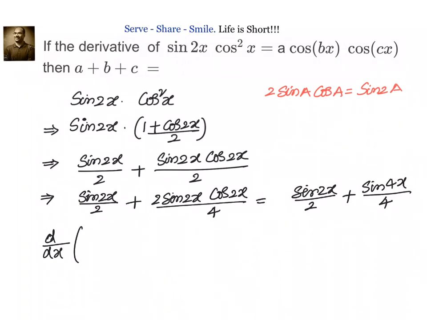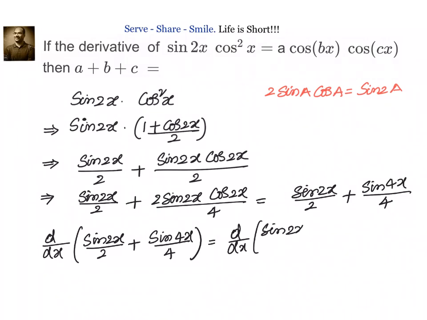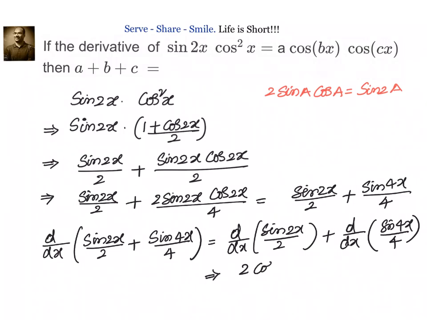of sin 2x by 2 plus sin 4x by 4, which is equal to d by dx of sin 2x by 2 plus d by dx of sin 4x divided by 4. Now sin 2x derivative by chain rule will be 2 cos 2x by 2 plus similarly sin 4x derivative is 4 into cos 4x divided by 4.